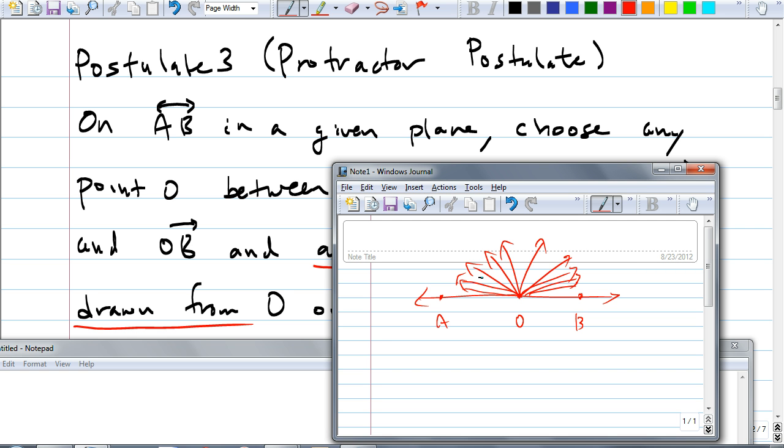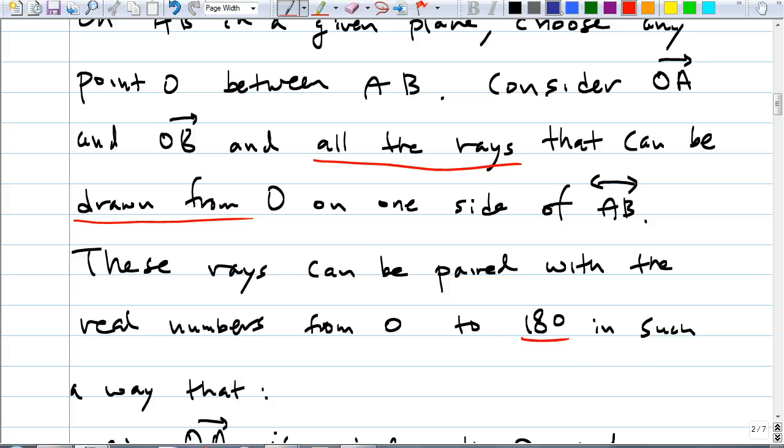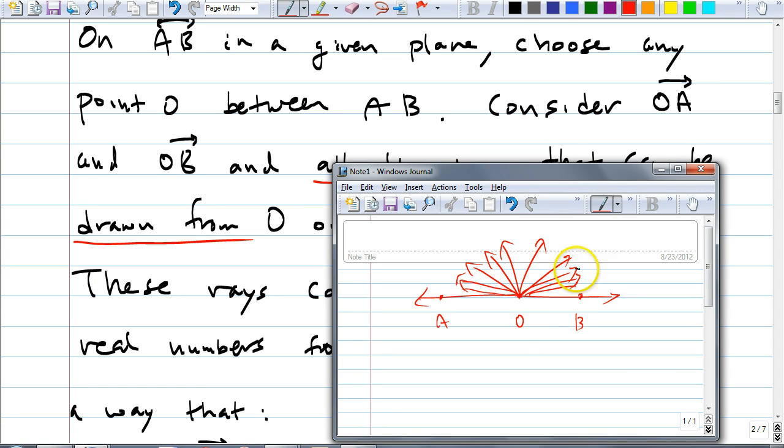Yeah, it's like a protractor, isn't it? Look what they say later. That's why it's called protractor postulate. Look at what they say next. These rays OA, OB can be paired with the real numbers between 0 and 180. Does that sound familiar? Straight angle is how many degrees? 180. So they're basically saying all these rays could have numerical values. What do you think this one, right here, that makes 90 degrees? What do you think the numerical value of this ray will be?